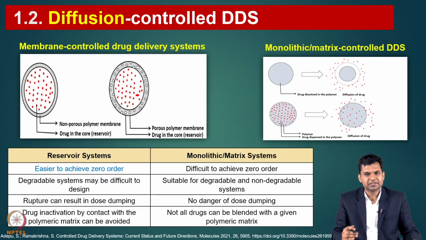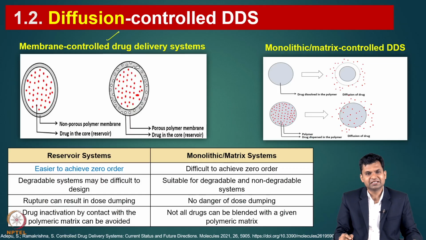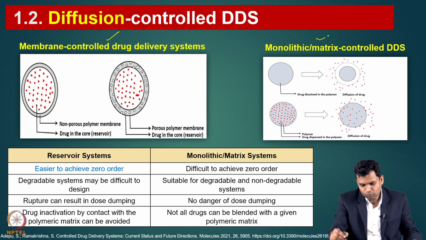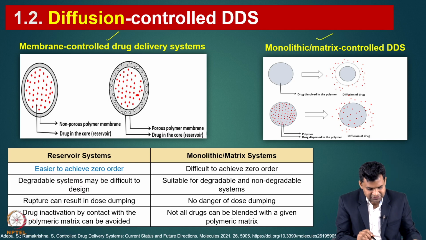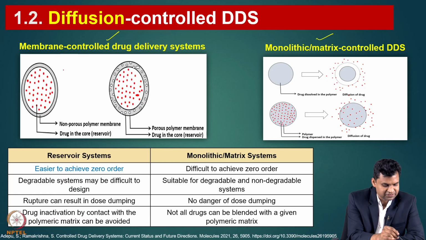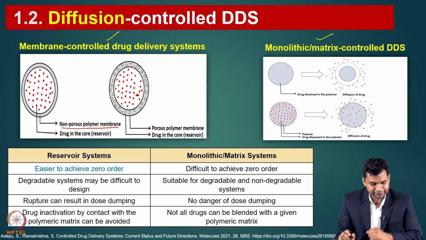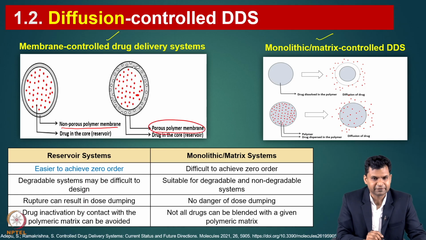As we discussed, this can be further classified into membrane controlled drug delivery systems and also monolithic matrix control systems. In the picture you can see the two different systems. Here you can see the drug which is encapsulated in the non-porous polymer membrane. On the other side you can see the same drug which is dispersed in the porous polymer membrane.